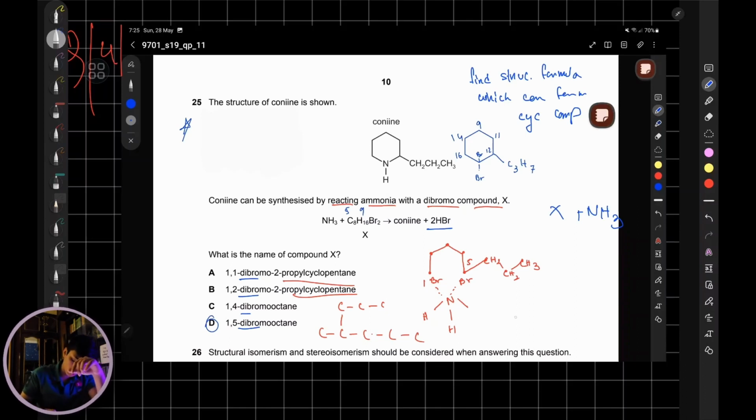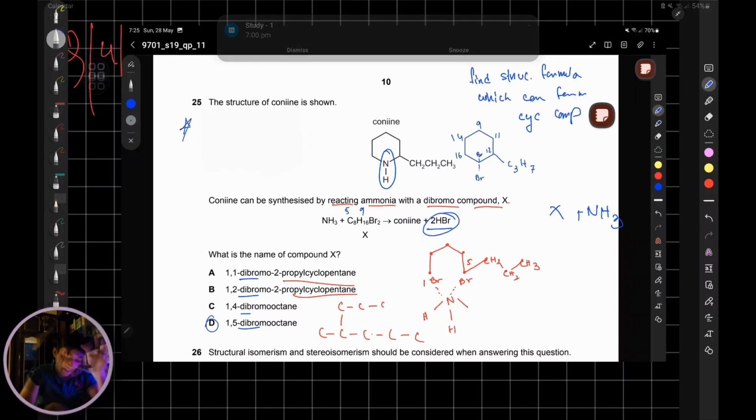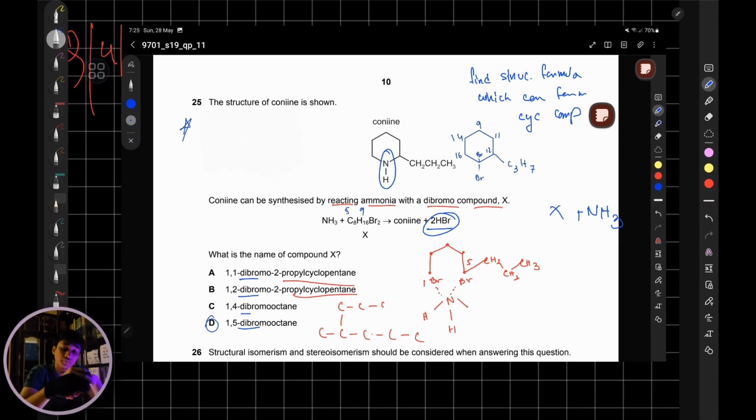So you're going to be left with this NH, because both the hydrogens have reacted with bromine and have been given off as HBr, hydrogen bromide. Therefore, it needs to be this molecule where you have the bromine atoms separated by 3 other carbon atoms. The reason these are not going to work is because the bromine atoms are not separated by 3 carbon atoms, and they're not going to connect to form a cyclic compound. So A and B are out of the equation.